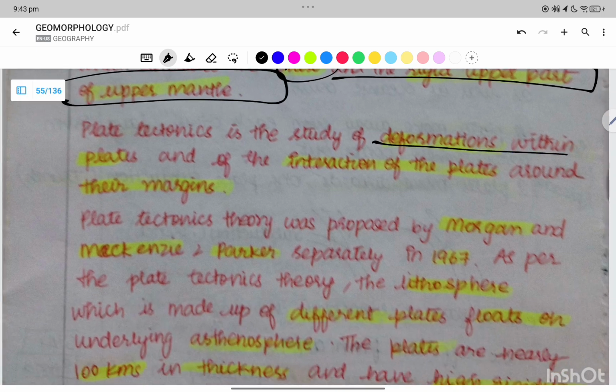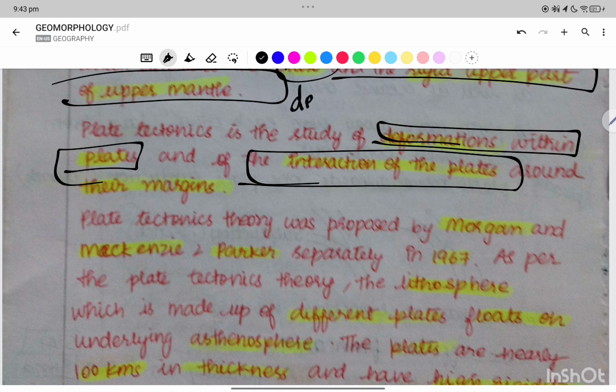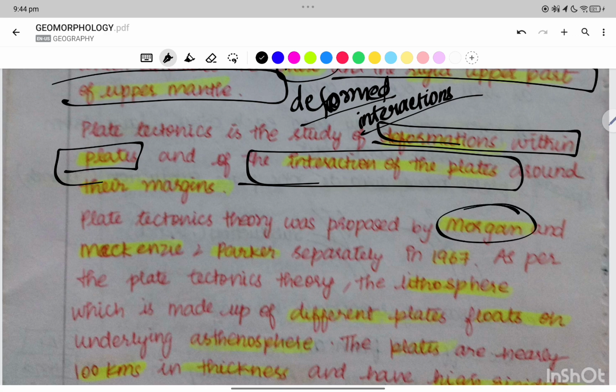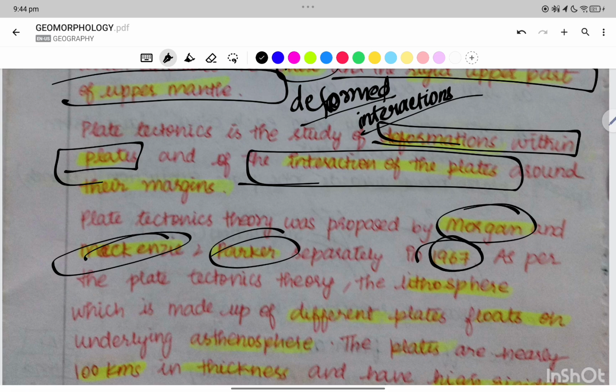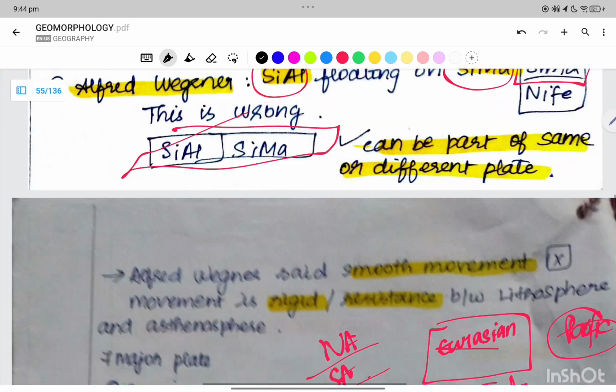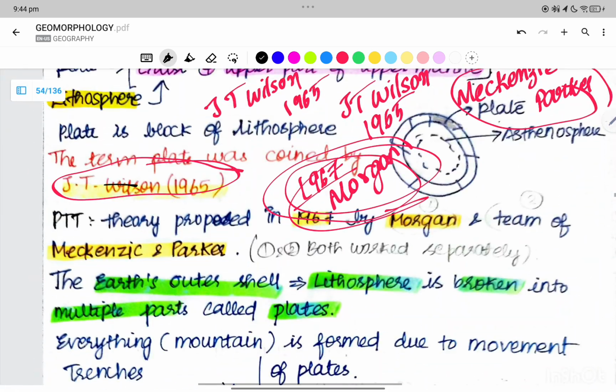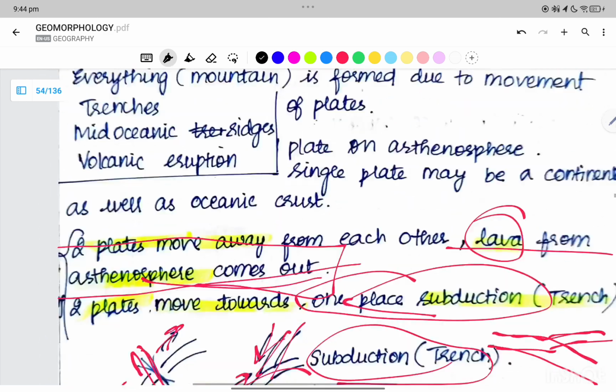Plate tectonics is the study of deformations within the plates and the interactions of the plates around their margins. The plates are getting deformed, so we have deformations between and within the plates, and then we also have the interactions. Plate tectonics was proposed by Morgan, McKenzie, and Parker separately in 1967. The term was coined by J.T. Wilson in 1965.